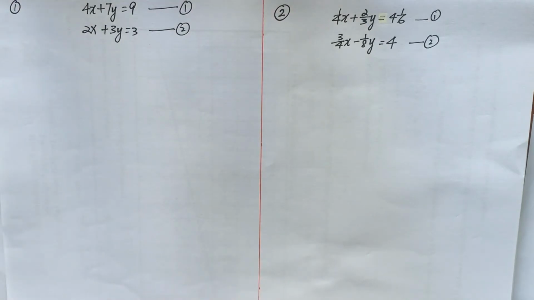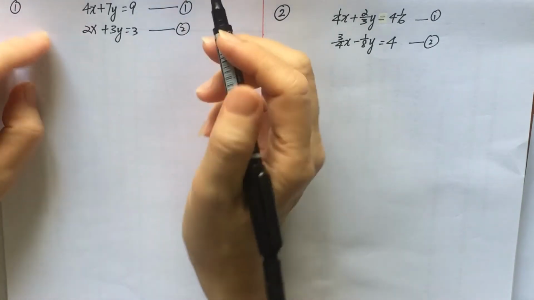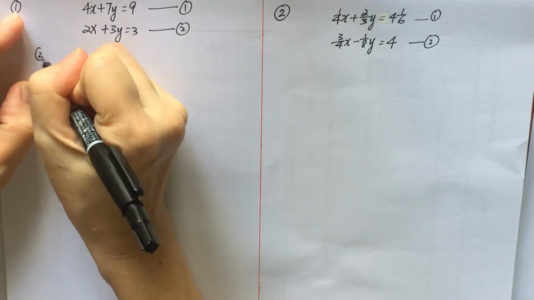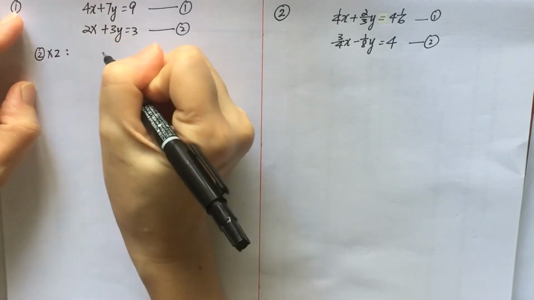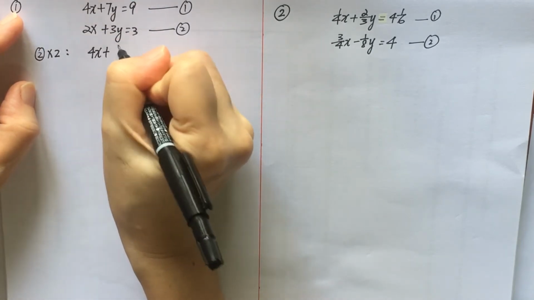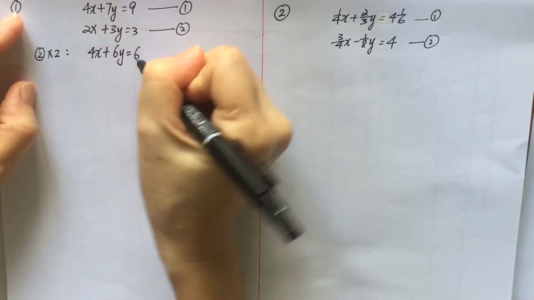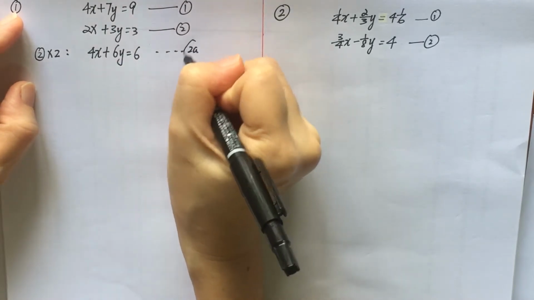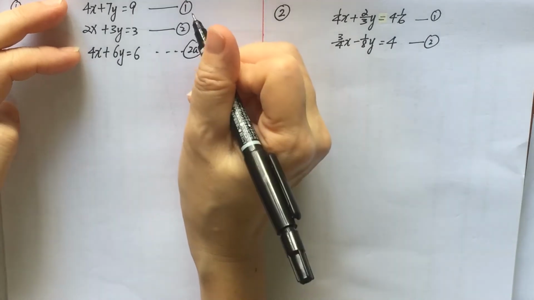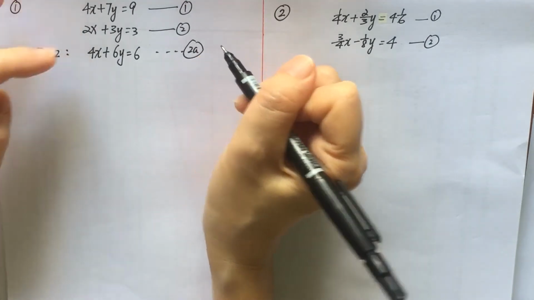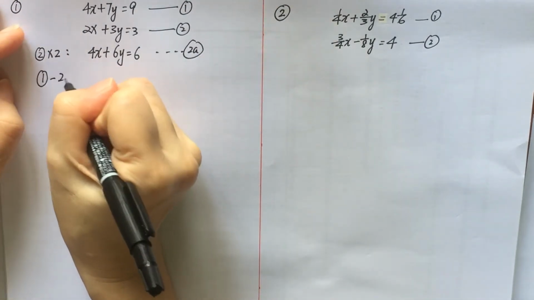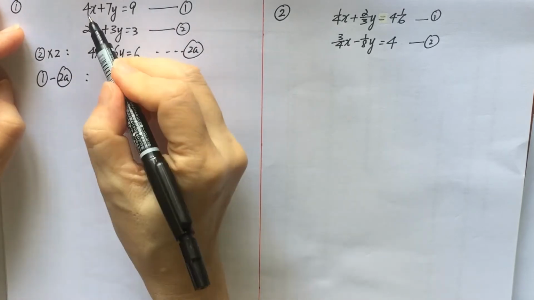When you want to solve simultaneous equations, you have 4x, 2x. We'll try to use equation 2 times 2, so that we're getting 4x plus 6y equals to 6. Call this equation 2a. So now we're going to do 1 and 2a. So we use 1 to subtract away 2a, so that I'm getting positive numbers.